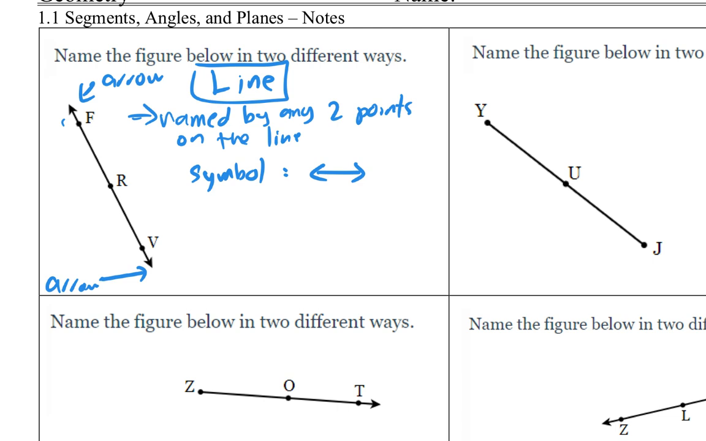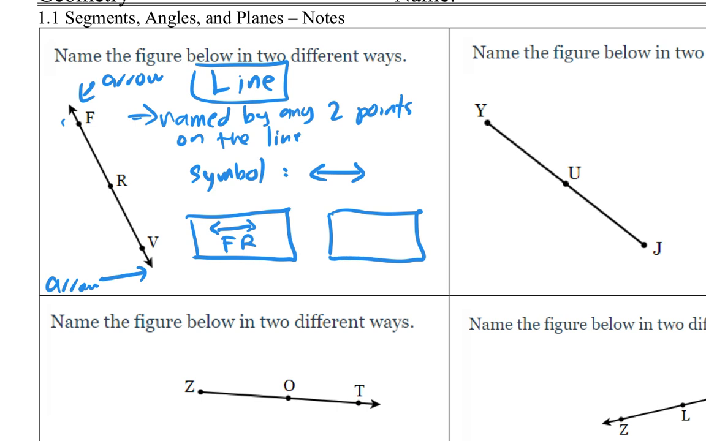Okay, so one of our answers could be FR. And another answer could be any two, so we could say RV, right, with that symbol right there. Okay, so the symbol that we're going to use is that. We're going to put it above those two letters.